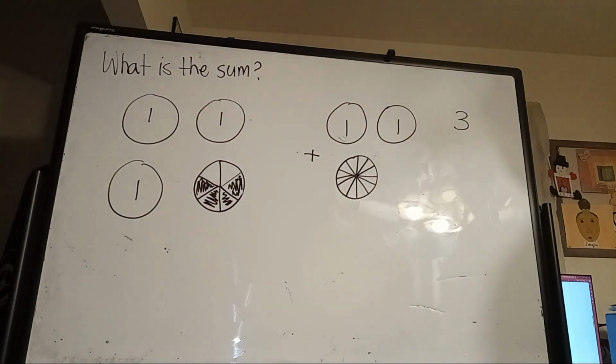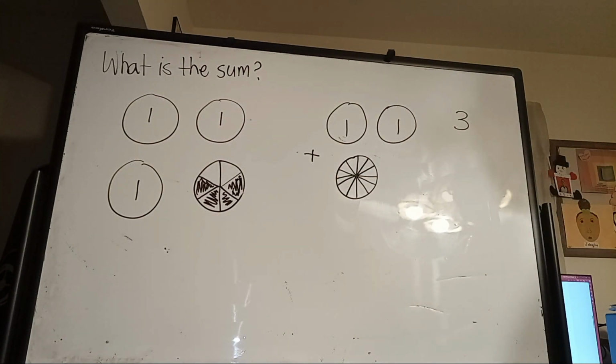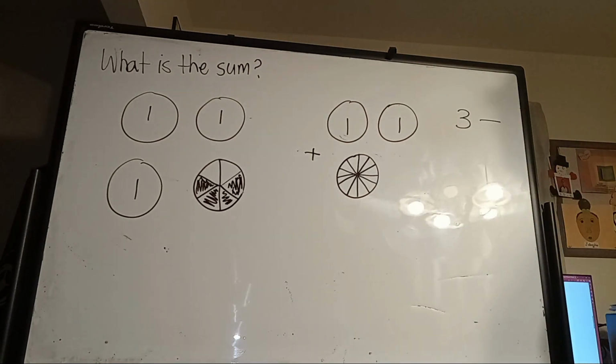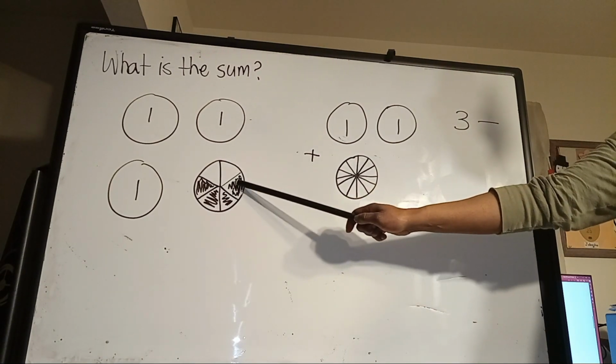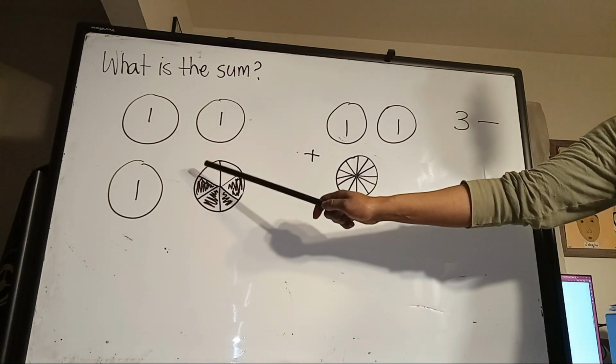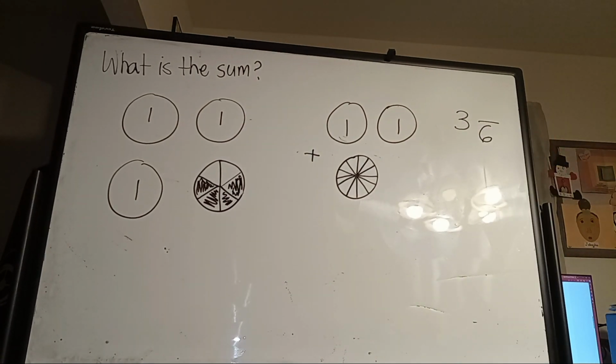All right, and then now we have another circle, and it's not fully whole. It's our fraction side. So first thing we need to do is see how many parts this circle is broken up into, so we can understand what our denominator is going to be because it's a fraction. So we can start from here. 1, 2, 3, 4, 5, 6. We have 6 total parts, so that is what our denominator is.